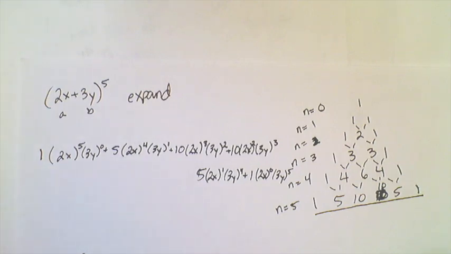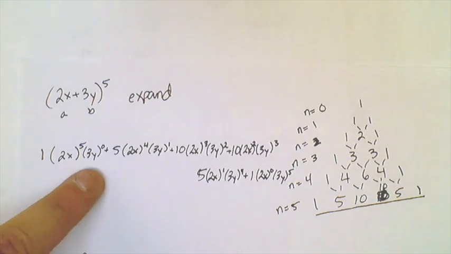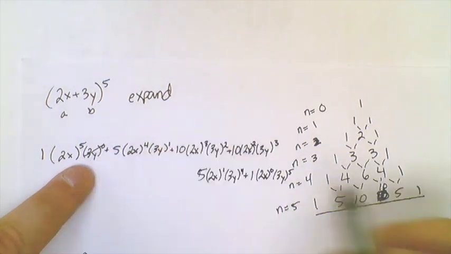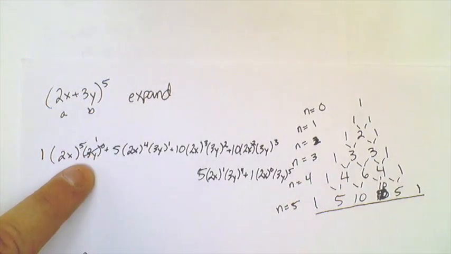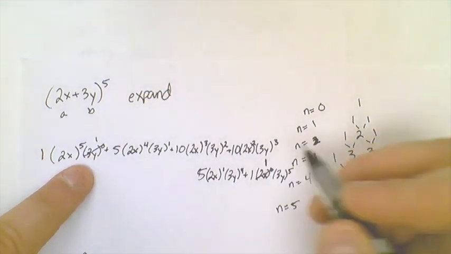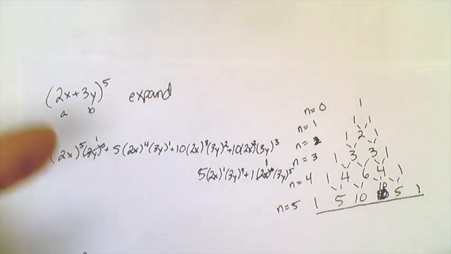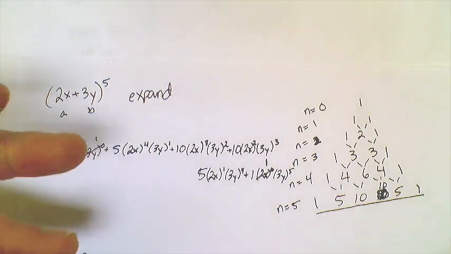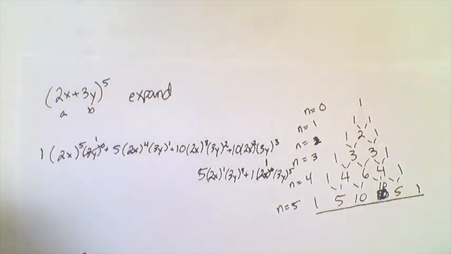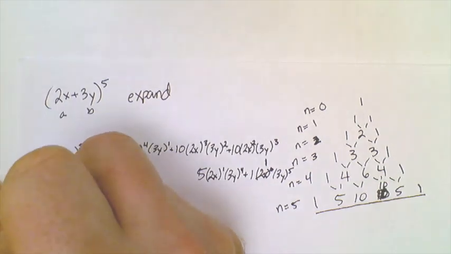Alright, so the first one right here, 2x to the fifth, 3y to the 0, that just turns into a 1. Because anything to the 0 power is a 1. I can take care of that back here too. Anything to the 0 power is a 1. So we're doing 2 to the fifth. That's 2 times 2, which is 4, times 2, which is 8, times 2, which is 16, times 2, which is 32. So our first term is 32x to the fifth.